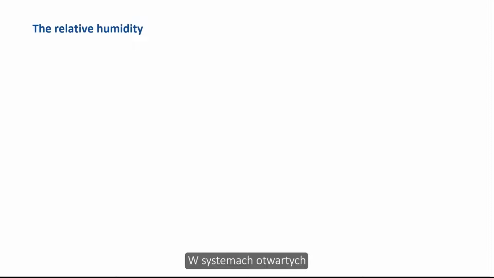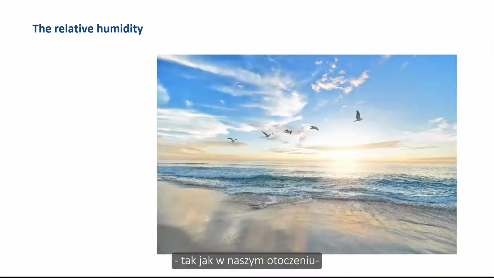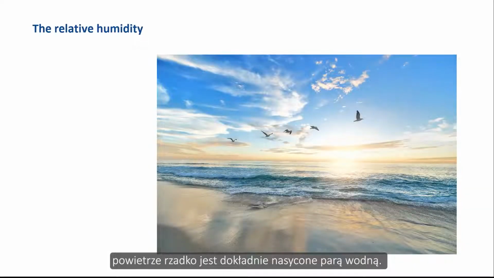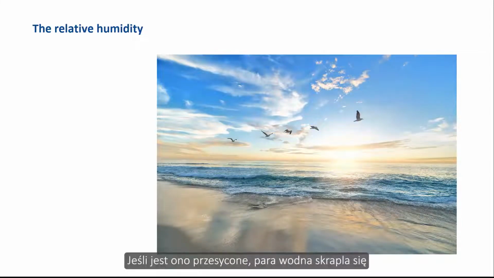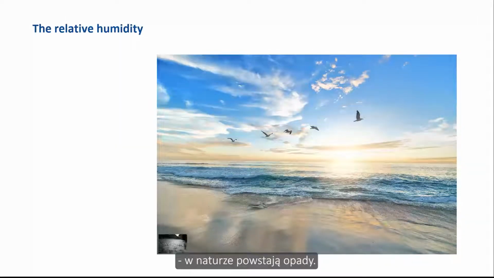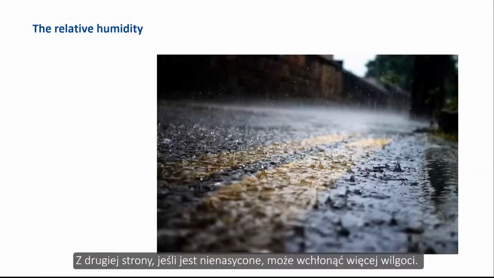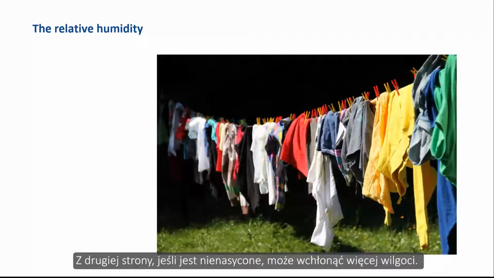In open systems, as in our environment, the air is rarely exactly saturated with vapor. If it is supersaturated, the water vapor condenses. In nature, precipitation forms. If it is undersaturated, on the other hand, it can absorb further moisture.